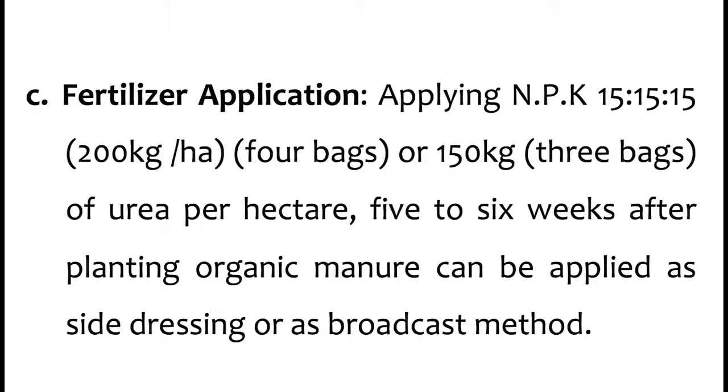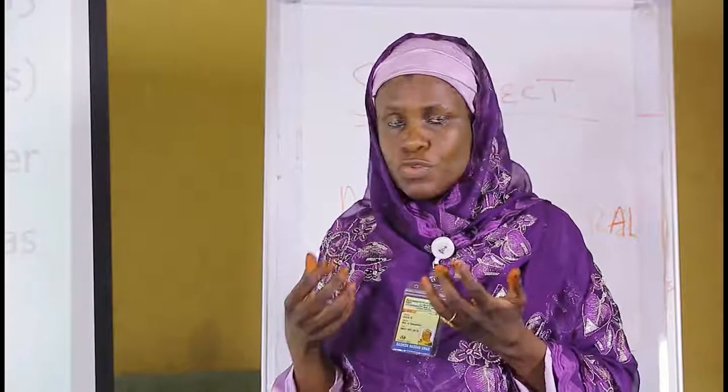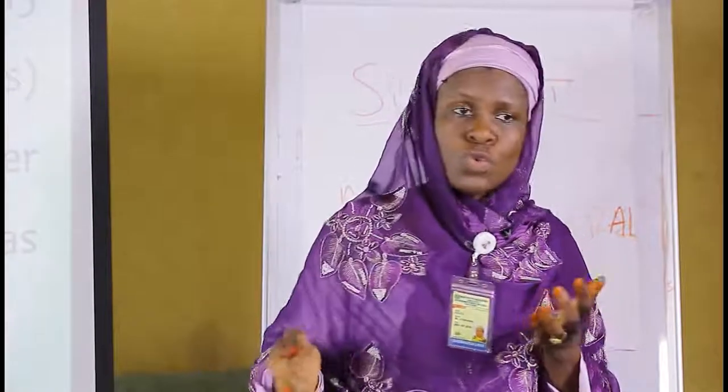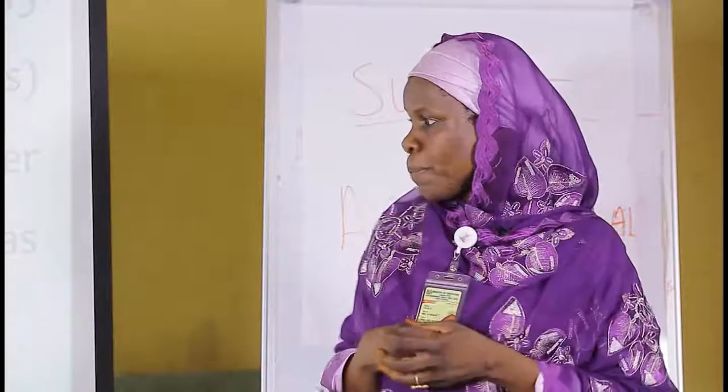5 to 6 weeks after applying the fertilizer, you now do side dressing, by applying organic manure. After 5 to 6 weeks, you do side dressing on the plant.